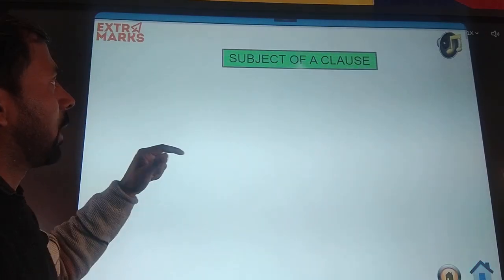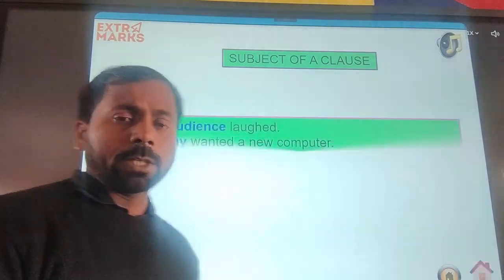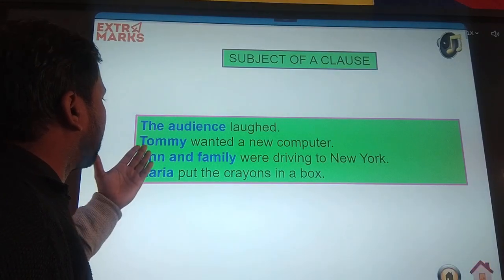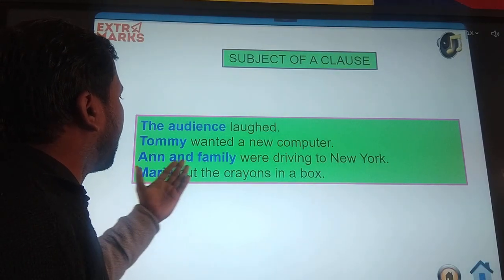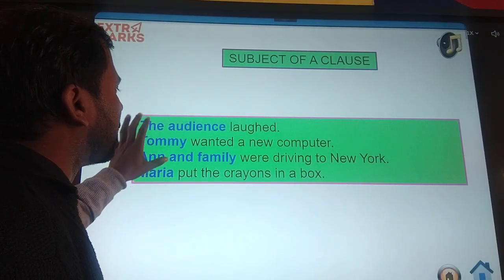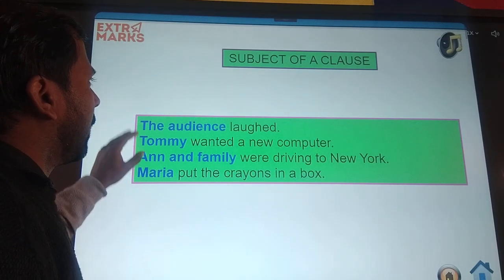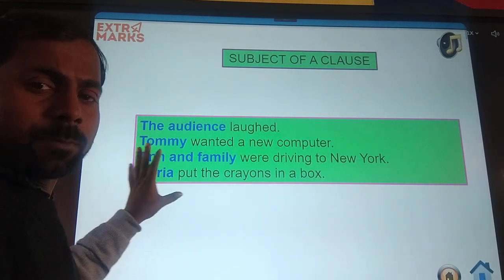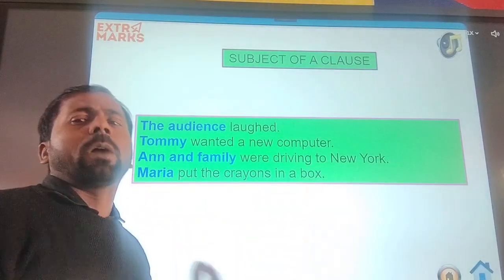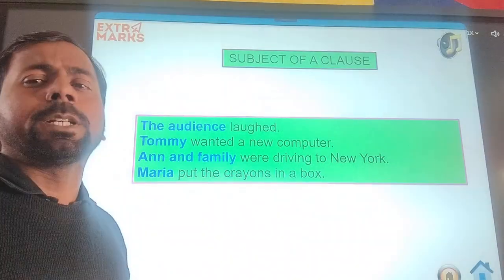All the girls is the subject of the clause. Subject of the clause, like the audience is a subject of the clause. Tommy, Anna and family, Maria, all these parts of the sentence are noun words, and they are known as a subject. But when used in a sentence in the form of a clause, then it will be different. It takes a complete sense.